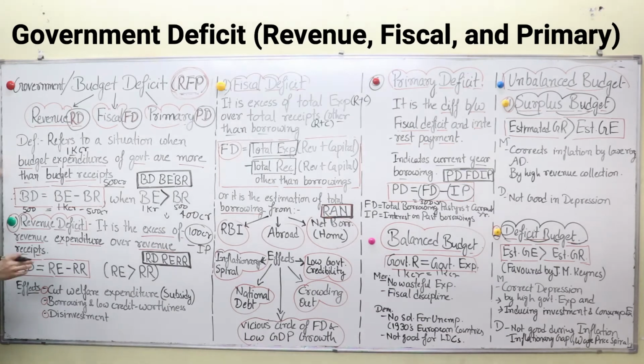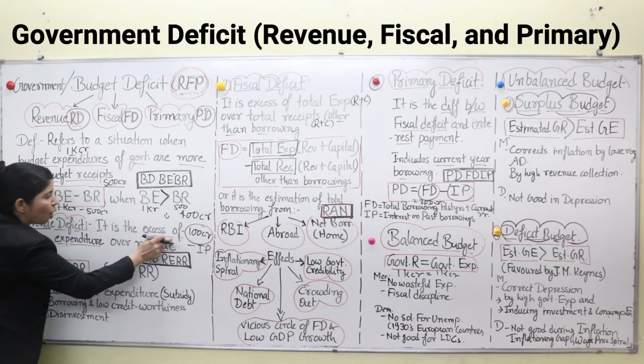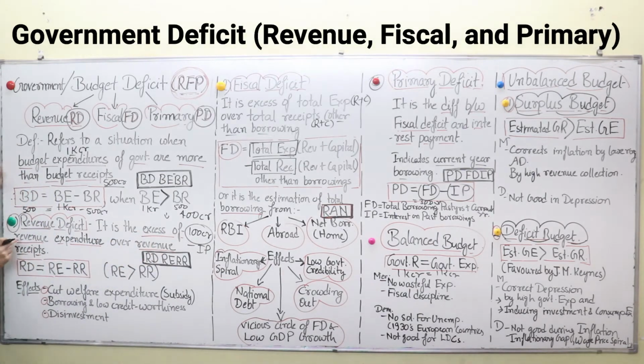What is revenue deficit? As the name suggests, revenue only. There is no capital receipt, no capital expenditure. So we will consider only revenue for revenue deficit. It is the excess of revenue expenditure over revenue receipts. Excess of what? Expenditure again.